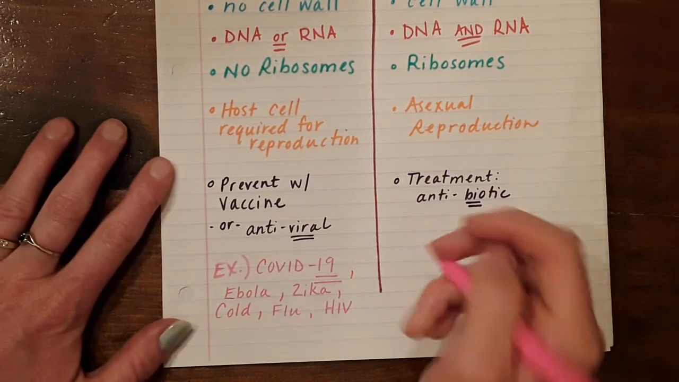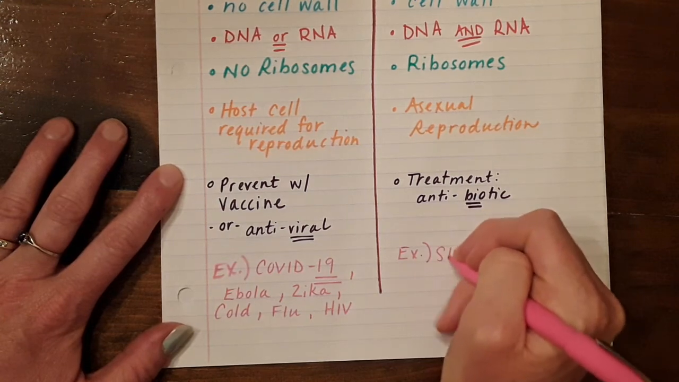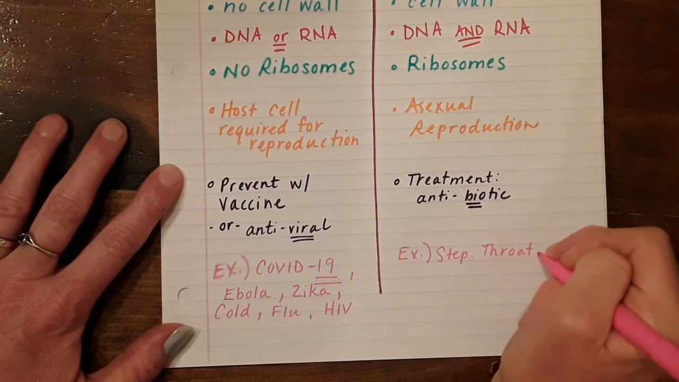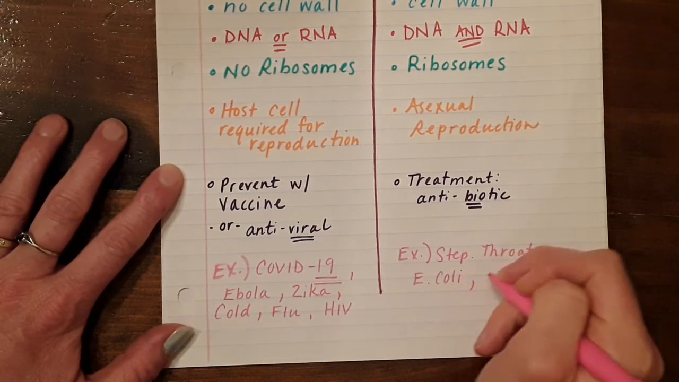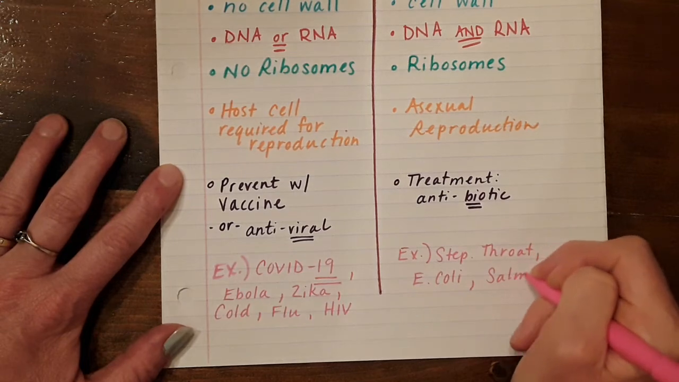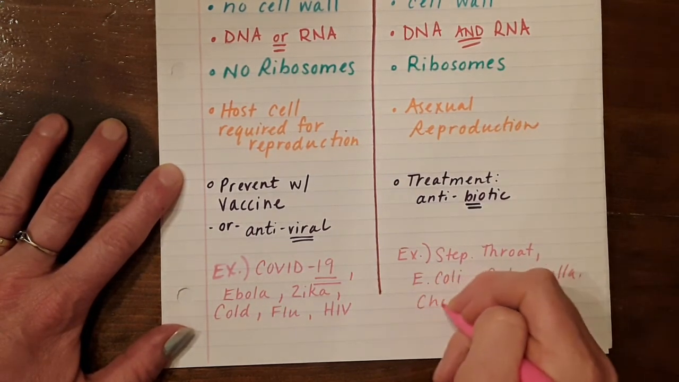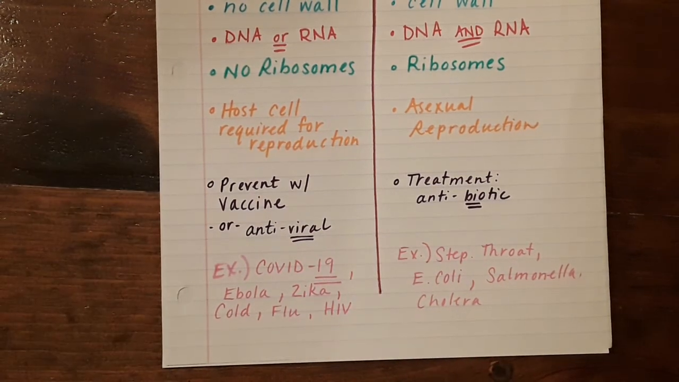And then some examples of bacterial infections are things like, as I said, strep throat. You've had strep throat before. E. coli is the most common food poisoning. Salmonella poisoning, cholera. Bacteria cause things like ulcers, Lyme disease. There's lots of different things out there.